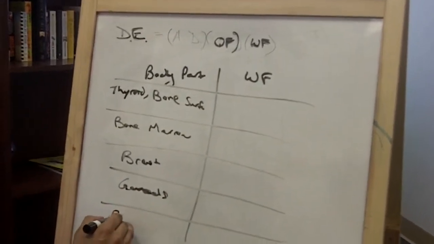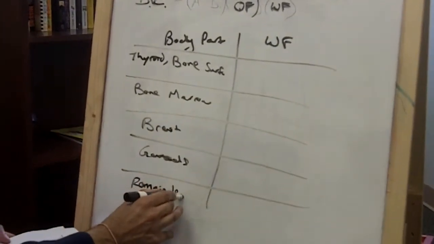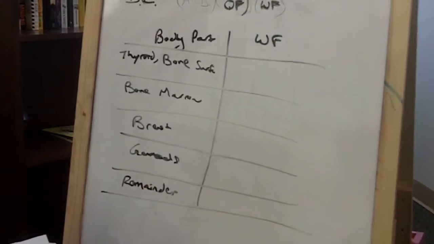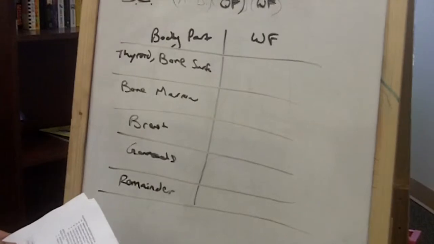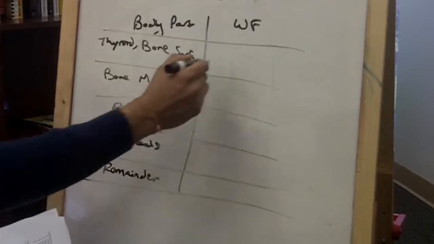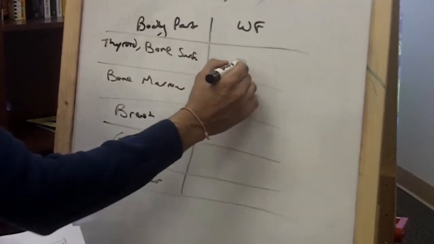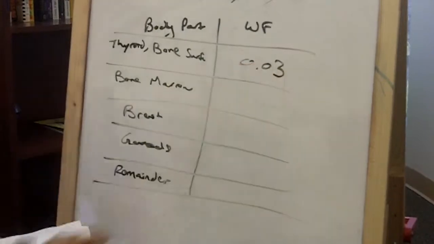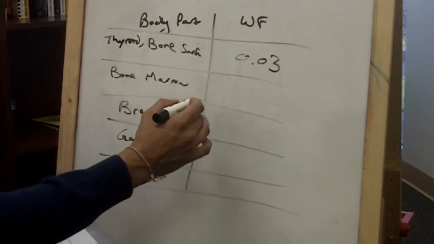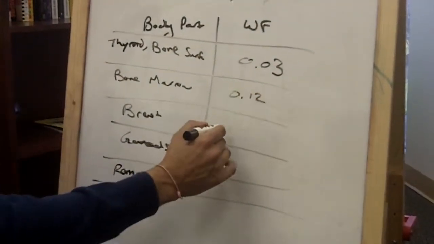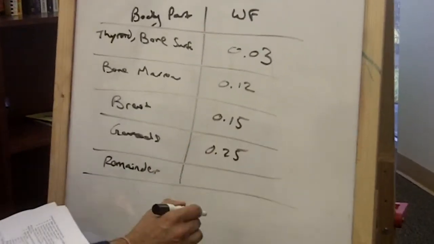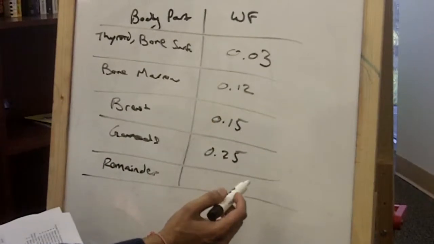And then remainder. In the end, what we're doing here is this is basically the sensitivity of that organ to radiation. So the thyroid or bone surfaces, we'd say, are 0.03 or 3%. Then this is going to be 0.12 or 12%, 0.15, 15%, 0.25. And then if you add all of these up, what do we get here?